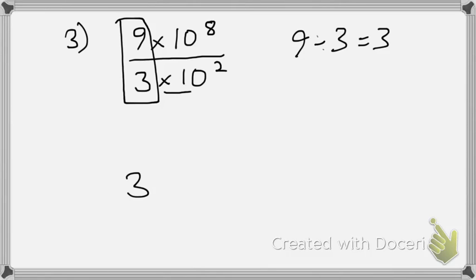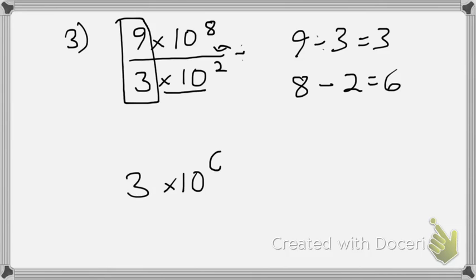Now this times 10 right here, that always stays the same for scientific notation. Now we have to look at the exponents. Because we are dividing right here, this fraction bar means divide, we have to subtract the exponent. So 8 minus 2 equals 6. So our new exponent is 6. That is our final answer.